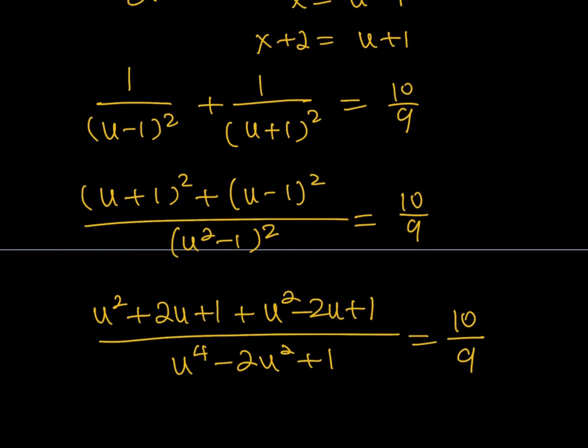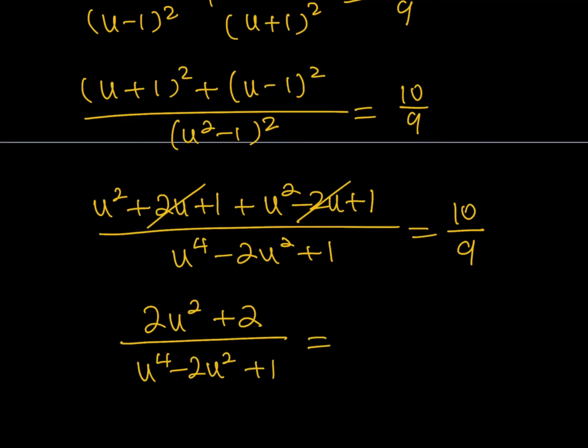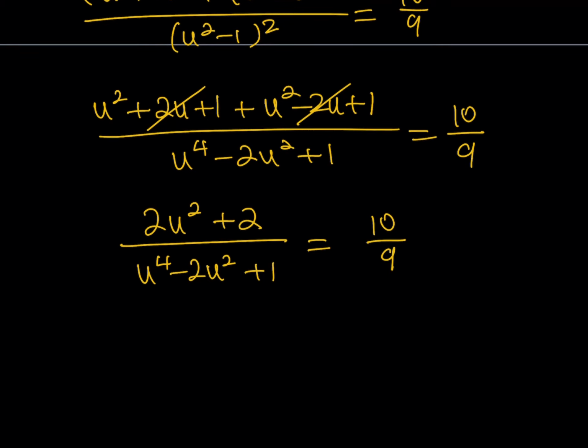And here, obviously, 2u and negative 2u are going to cancel out, leaving us with (2u² + 2) divided by (u⁴ − 2u² + 1). Notice that we don't have any term with u³, or any linear term like u. Therefore, this is going to turn into a biquadratic, which is basically a quartic, but a special type of quartic. Okay, so let's go ahead and do the cross multiplication.